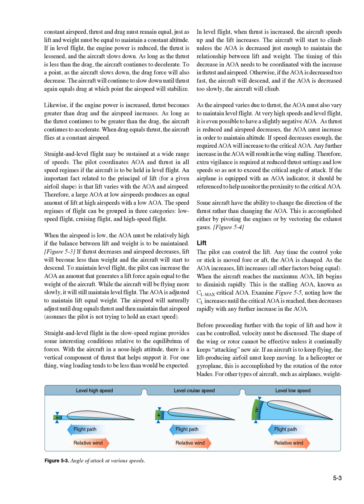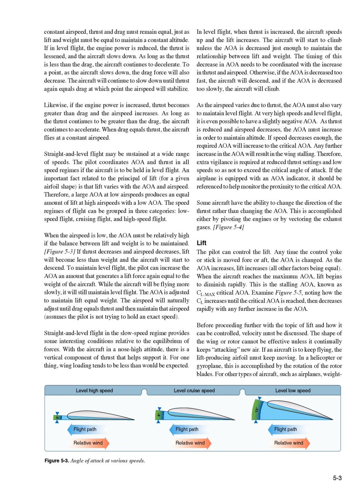As thrust is reduced and airspeed decreases, the AOA must increase in order to maintain altitude. If speed decreases enough, the required AOA will increase to the critical AOA. Any further increase in the AOA will result in the wing stalling. Therefore, extra vigilance is required at reduced thrust settings and low speed so as not to exceed the critical angle of attack. If the airplane is equipped with an AOA indicator, it should be referenced to help monitor the proximity to the critical AOA.